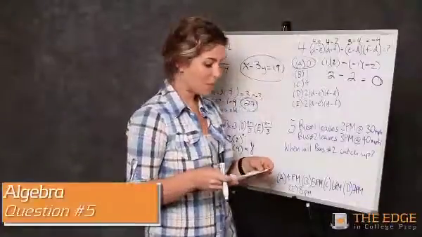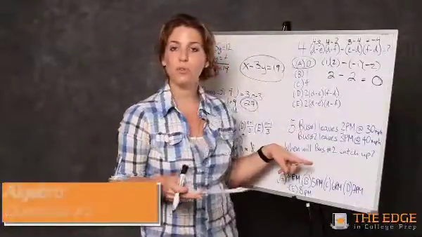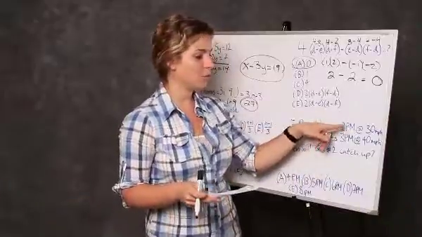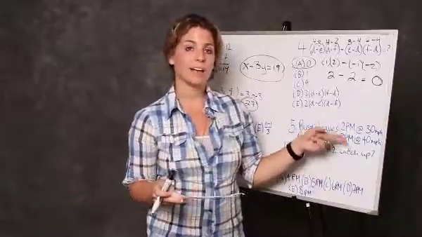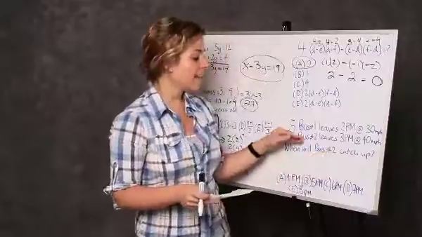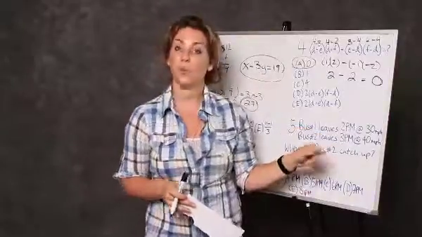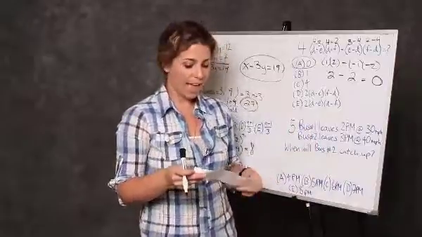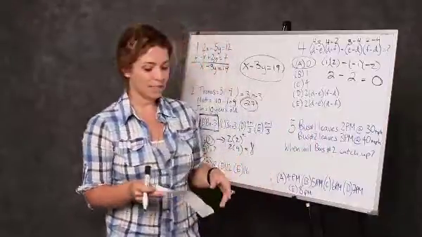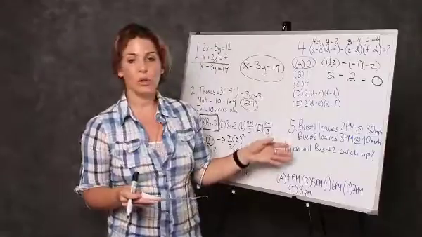Number 5. So this one says that bus number 1 leaves the station at 2 p.m. at 30 miles per hour. Then a second bus leaves the station at 3 p.m. on that day at 40 miles per hour. At what time will the faster bus overtake the slower bus?